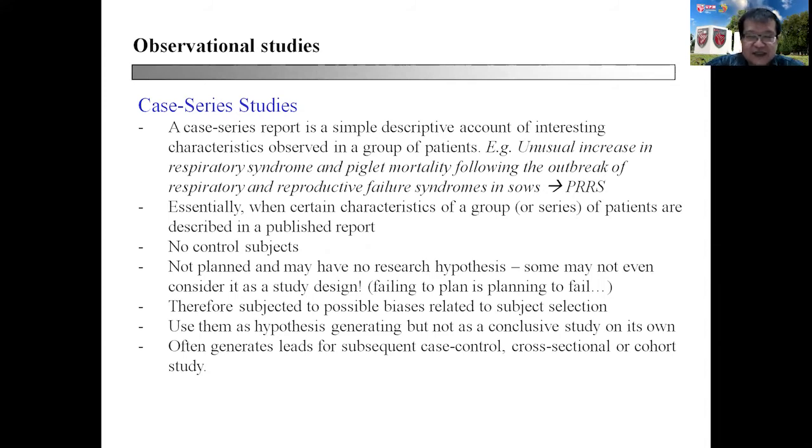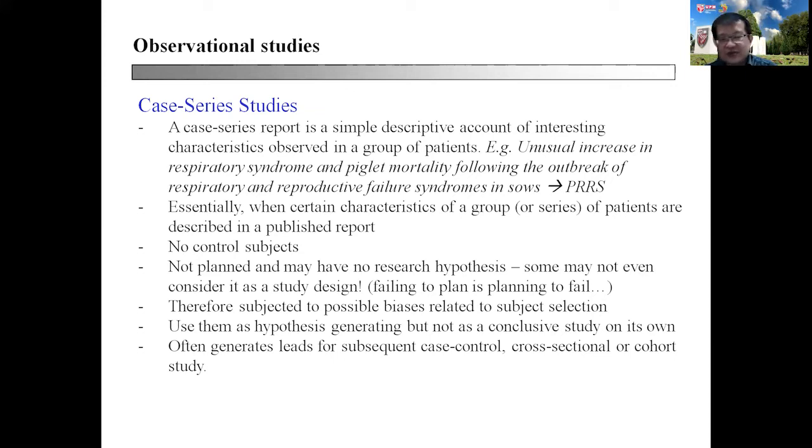So in case series studies, a case series report is a simple descriptive account of interesting characteristics observed in a group of patients. For example, unusual increase in respiratory syndrome and piglet mortality following the outbreak of respiratory and reproductive failure syndromes in sows. This eventually becomes PRRS, which was first described around the 1980s and 1990s and formalized to become a disease beyond that particular point. And this is essentially describing certain characteristics of a group or series of patients in the published report.